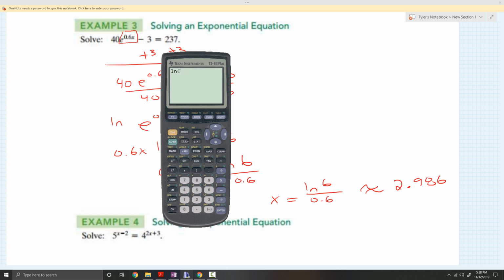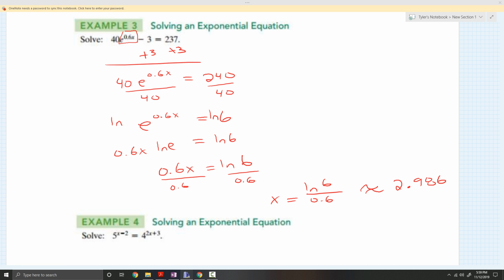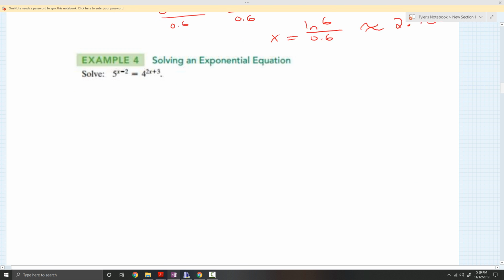The important thing here to note is you have to close your parenthesis, right? The natural log of 6, and then we're dividing that by a constant. So it's not taking the natural log of 6 divided by 0.6, right? It's taking the natural log of 6 and then that whole thing divided by 0.6. So we get that as a solution. So the whole trick is being able to get this by itself, that exponential expression, the expression with the exponents.